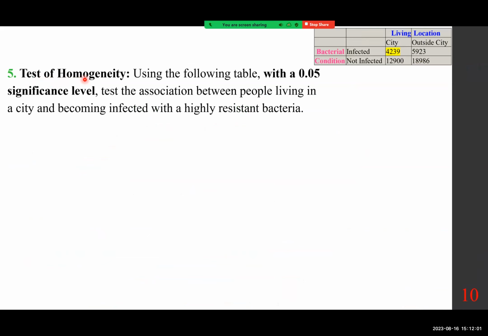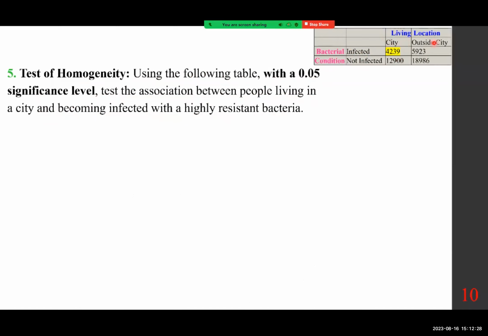Test of homogeneity. Using the following table with a 0.05 significance level, test the association between people living in a city and becoming infected with a highly resistant bacteria. Perfect. So we have a bacterial condition that people are either infected or not. We have a living location, which is either city or outside.